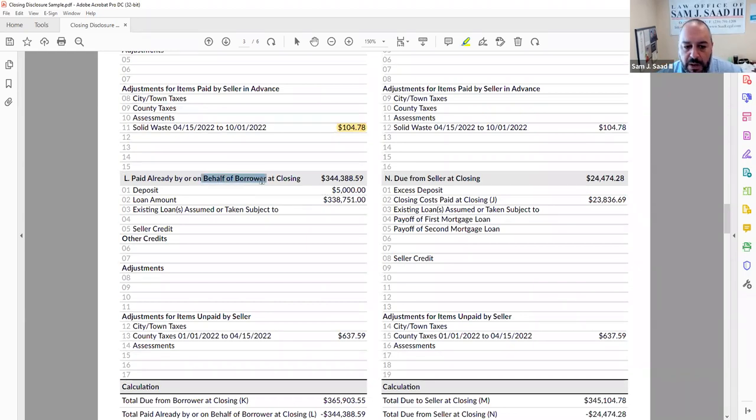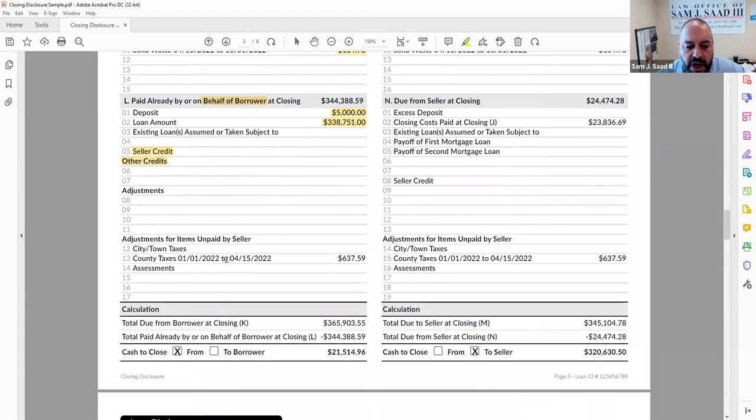Next up on the borrower's side, we talk about the money that is being paid on behalf of the borrower that is already paid into closing. You've got their deposit that they've already paid here. The lender, of course, is sending in the lender funds. The seller is not giving a credit on this one. If it was, it'd be listed here next to seller credits. If there was any prorations for rents, if this was a rental property or other things, it'd be here under other credits. And then you get down here for items unpaid by the seller.